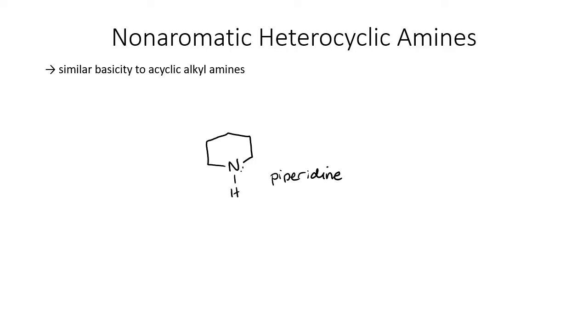Now the nitrogen in this molecule is sp3 hybridized, and really it's attached to two R groups, so we can consider it secondary. The only difference is all of the carbons are connected to one another. So the pKa of piperidine is around 11.2, so it's about the same as regular alkyl amines.